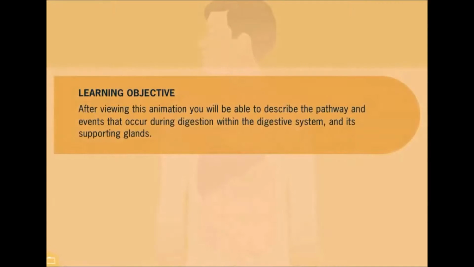After viewing this animation, you will be able to describe the pathway and events that occur during digestion within the digestive system and its supporting glands.